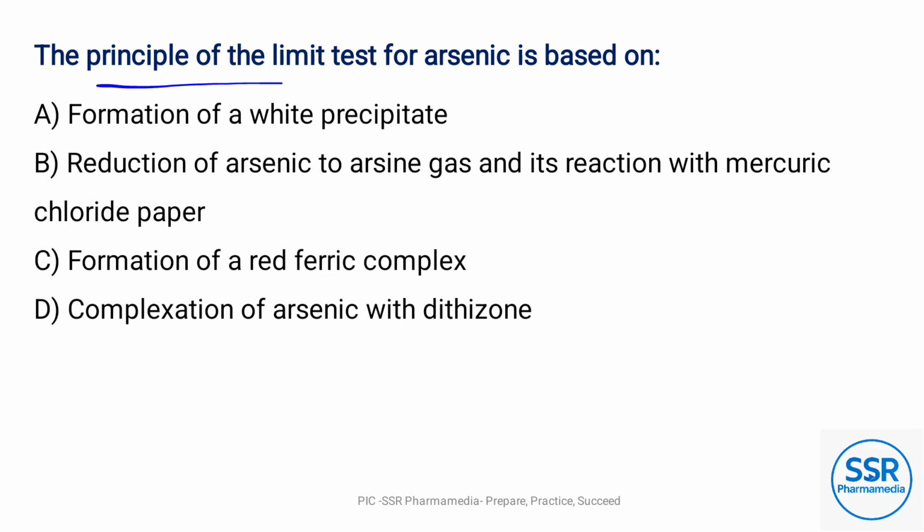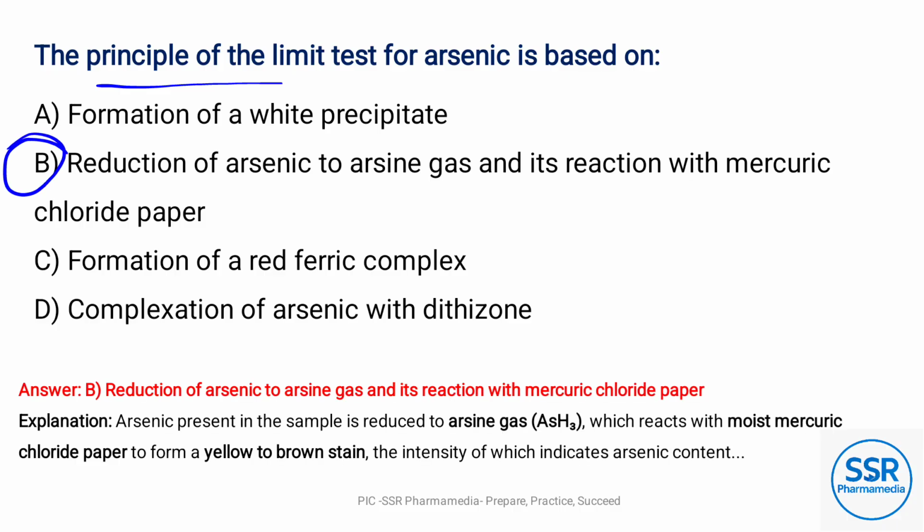The principle of the limit test for arsenic is based on, the answer is option B, reduction of arsenic to arsine gas and its reaction with mercuric chloride paper. Arsenic present in the sample is reduced to arsine gas, which reacts with mercuric chloride paper to form a yellow to brown stain, the intensity of which indicates the arsenic content.